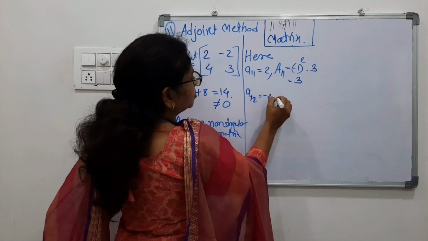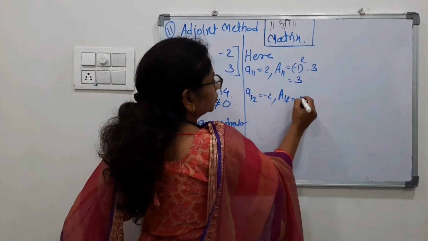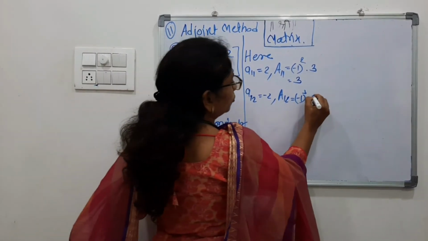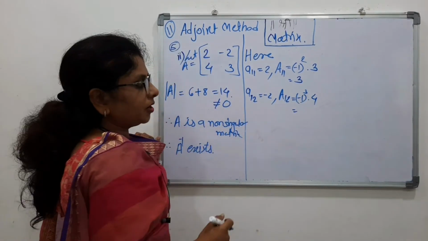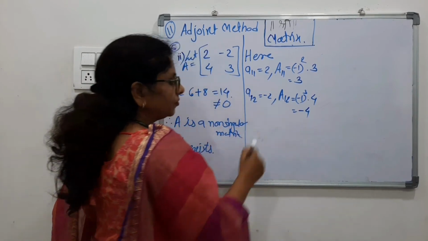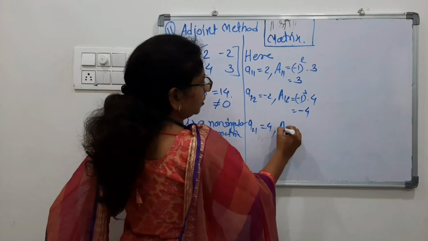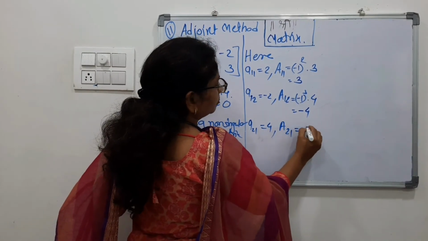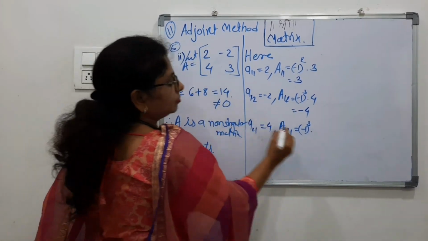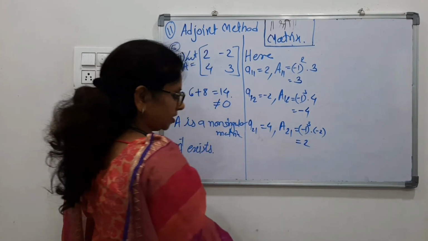Second, A12 is minus 2. Corresponding cofactor is capital A12. So minus 1 to the power 3 into hide this row and this column, 4. Minus 1 to the power 3 means odd power, that is minus and 4. A21 is 4. So corresponding cofactor is A21, minus 1 to the power again 2 plus 1, 3. Hide this row and this column, that is minus 2. Minus 1 into minus 2 is plus 2.